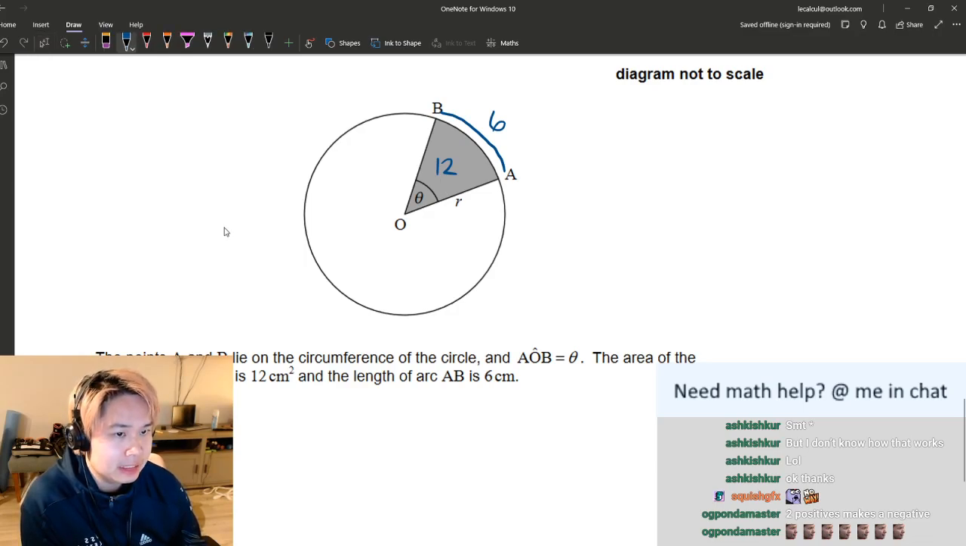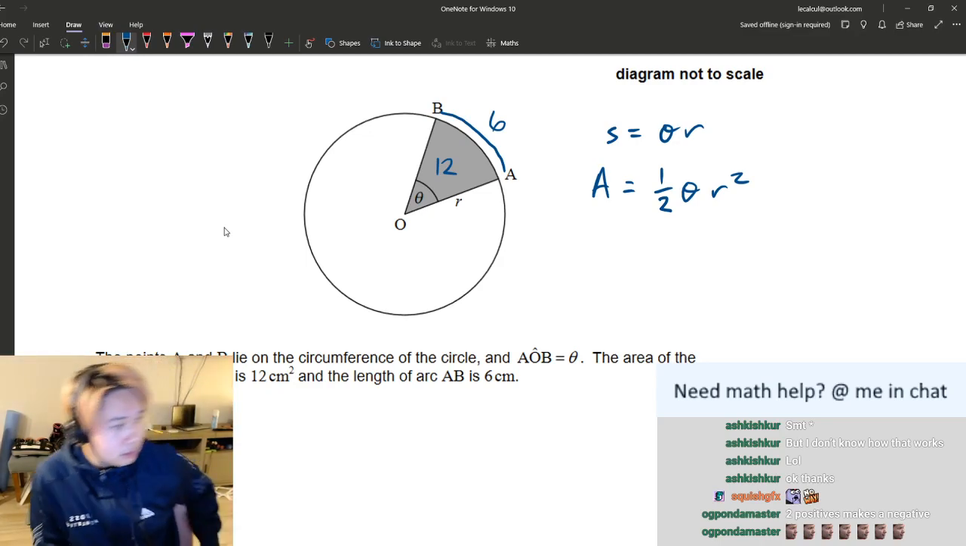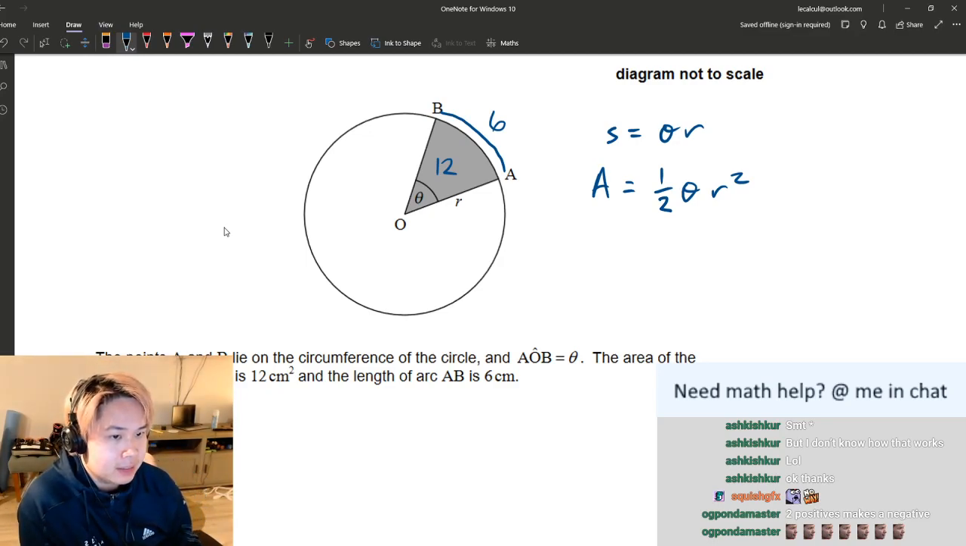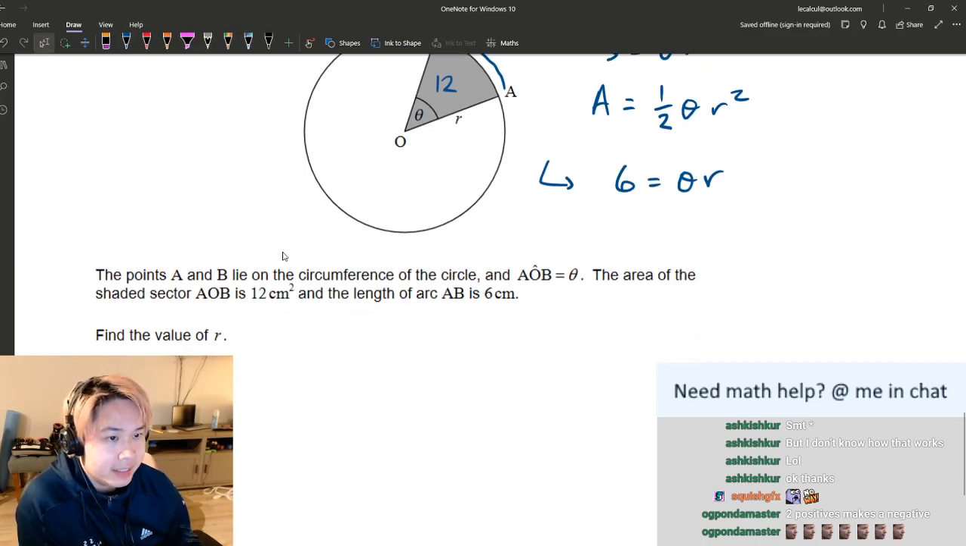So the arc length formula is just theta times r. And then the sector area formula is 1/2 theta r squared, I think. Okay, now we know what each of these things are. 6 is theta times r, and the area is 12, so this is 1/2 theta times r squared.